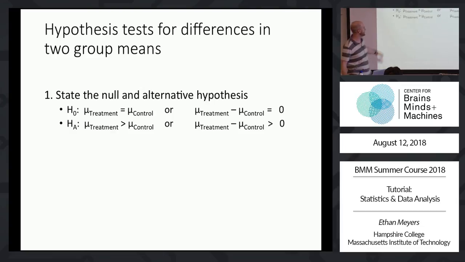And then the alternative is that the treatment helped the people, right? So that there's a higher cognitive ability, or the difference is greater than zero. Okay, so that's step one.